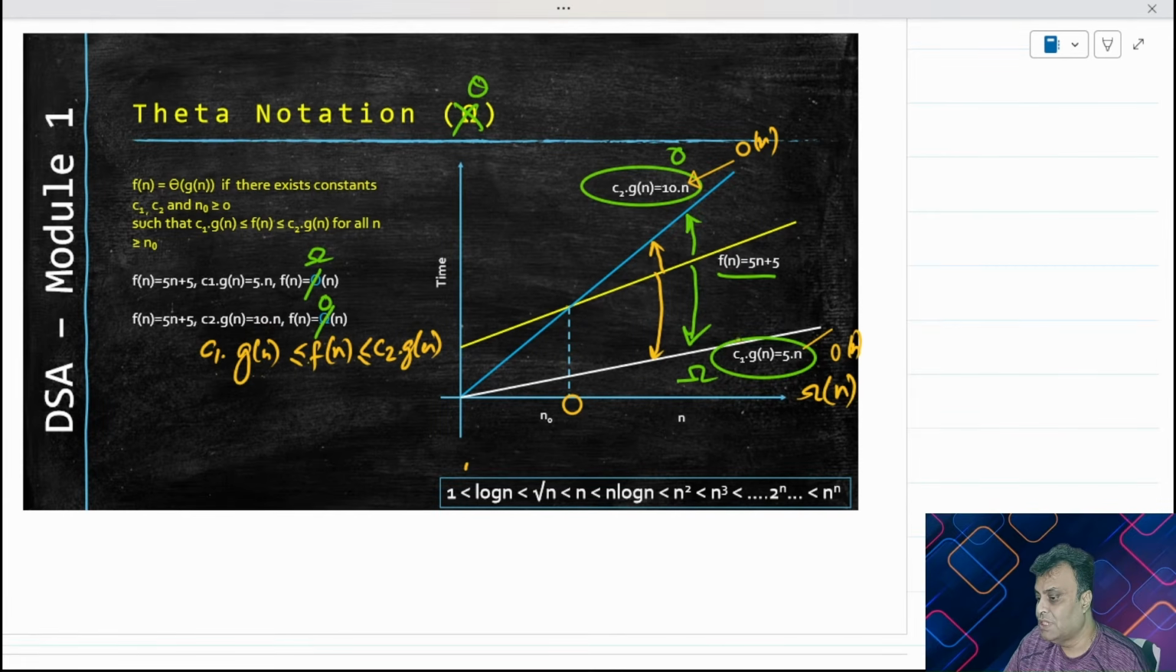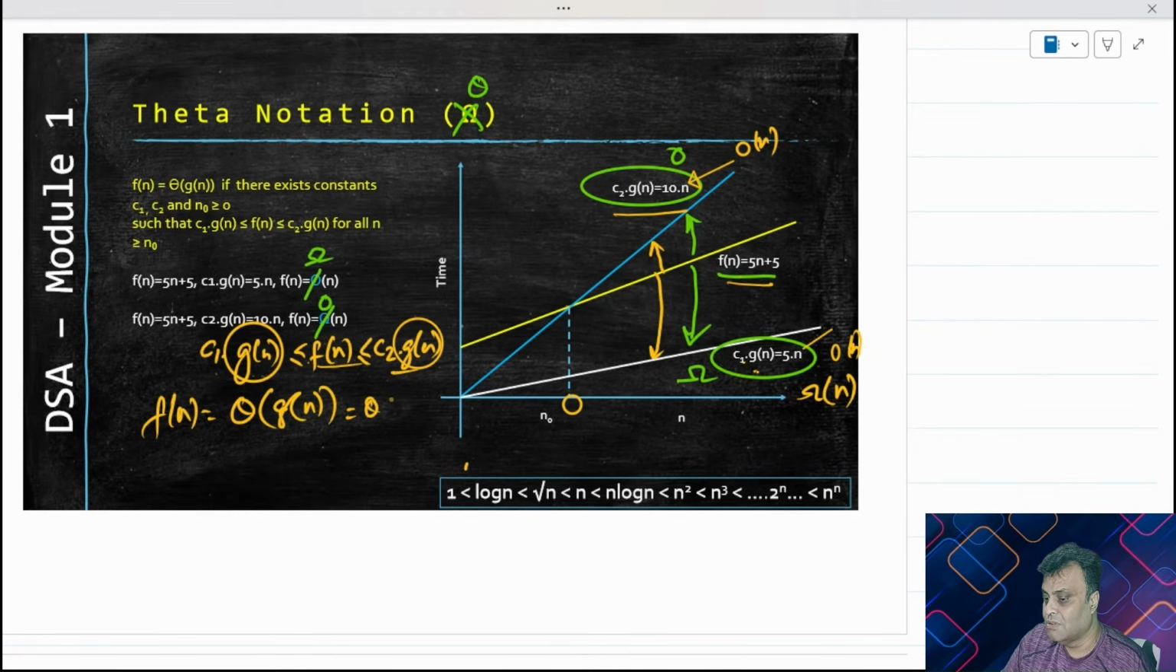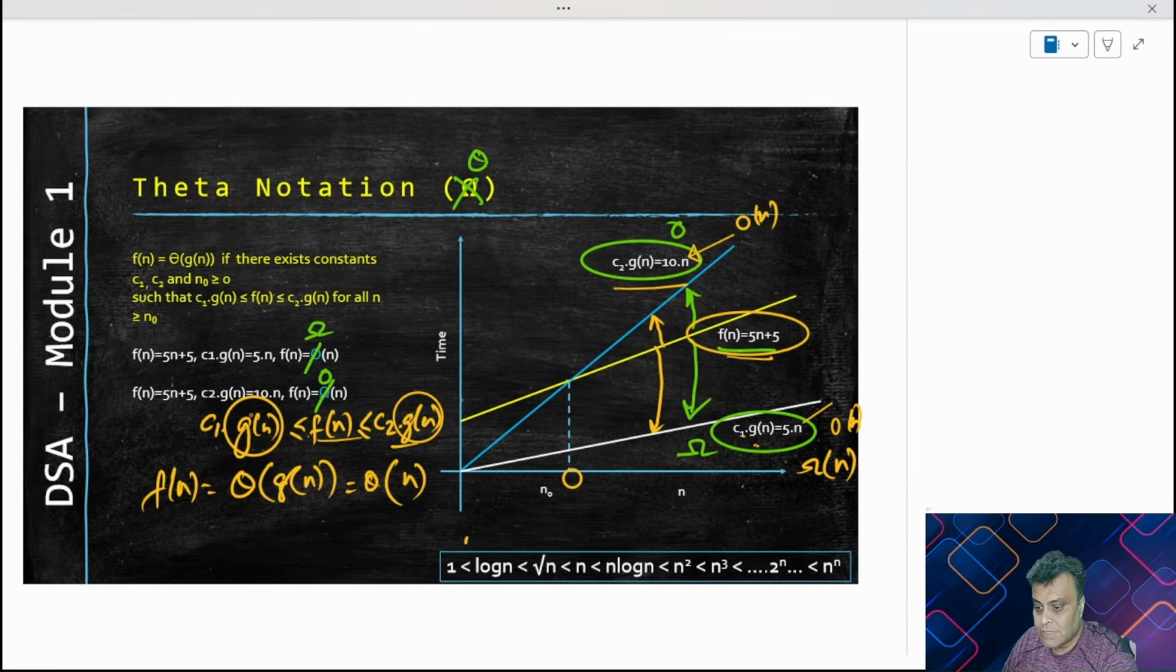f(n) is above C1 g(n), and f(n) is below C2 g(n), and we have a common function g(n). And therefore we can say that f(n) is equal to theta of g(n), that common function, and that is equal to theta of n. So in this case our f(n) has an upper bound of n, and a lower bound of n, and what we calculated just now, theta, is the average or tight bound of n.